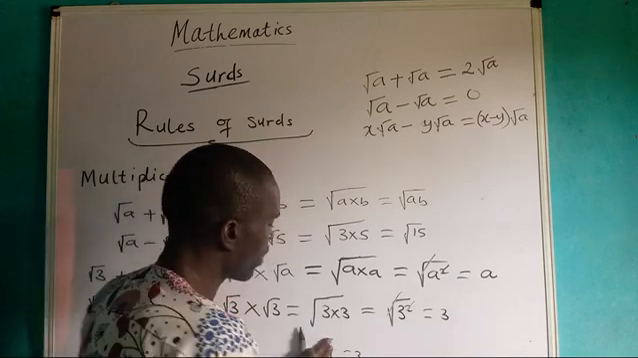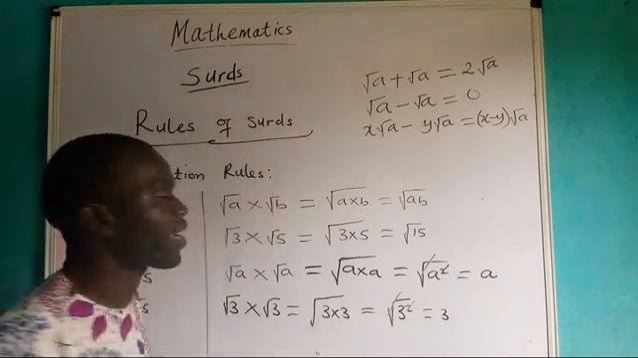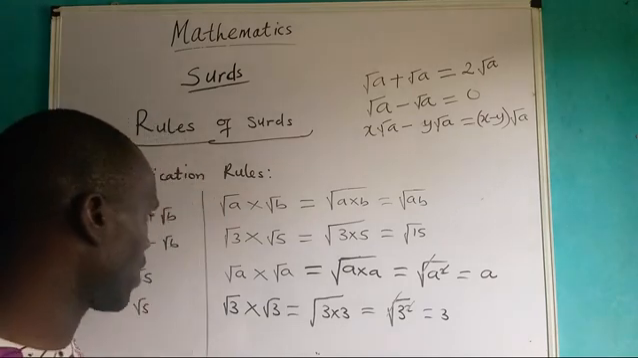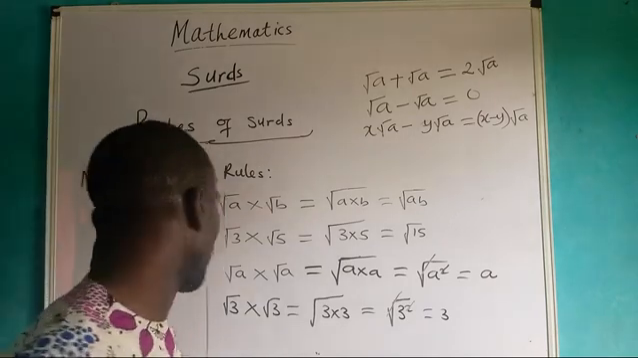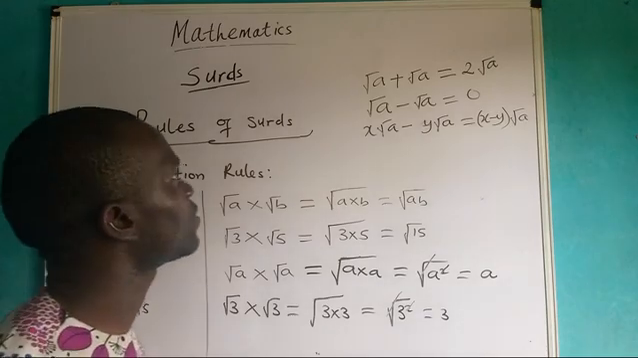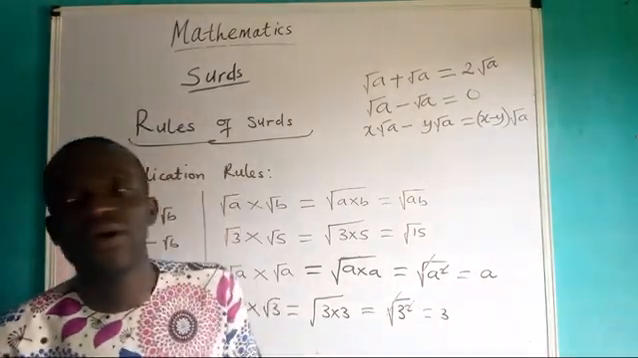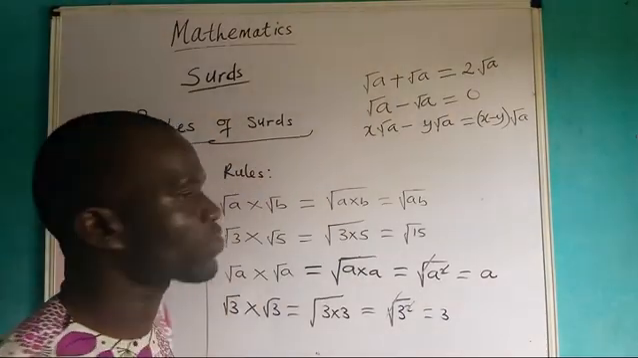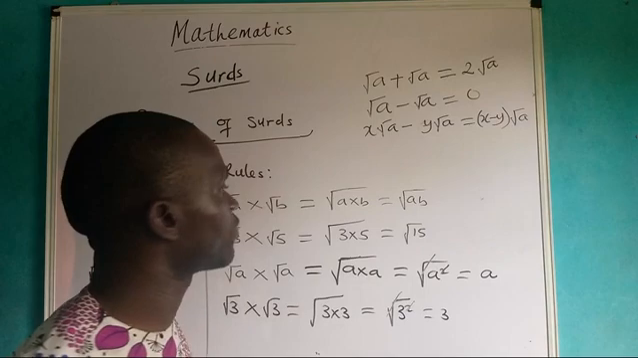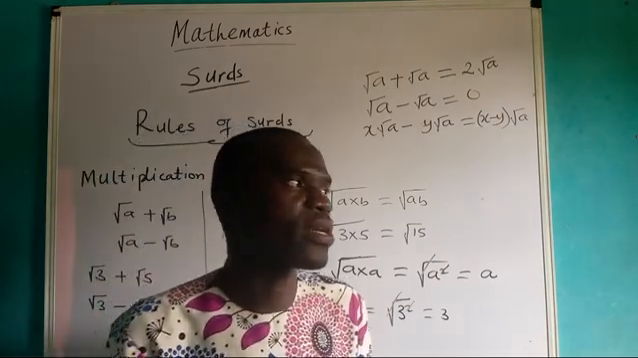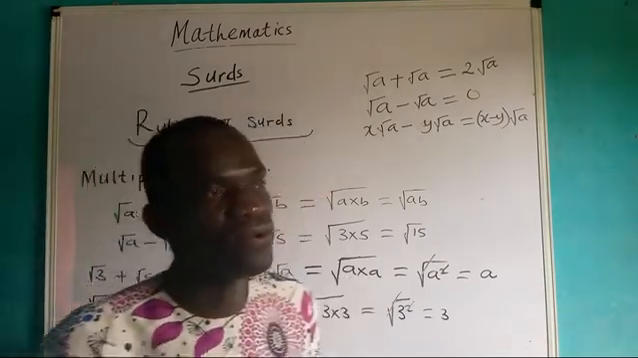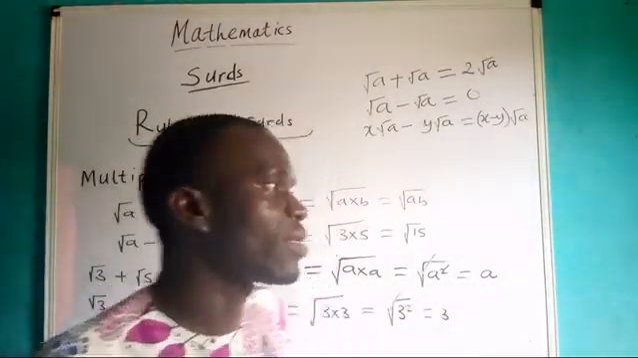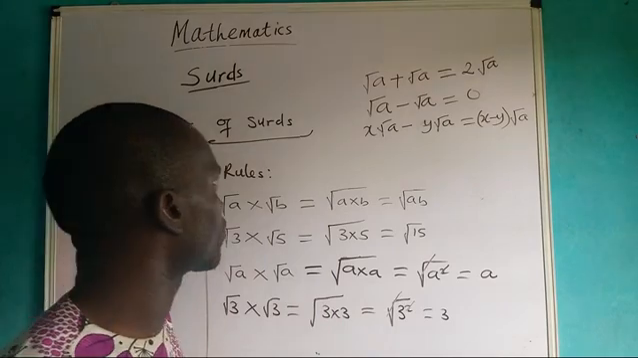At this point, I can end this class. We can end it here. My next class is going to be on division. I'm going to consider division, and in that division we are going to look at how to rationalize surds. We are going to learn how to rationalize surds, and that one we are going to consider under division of surds.